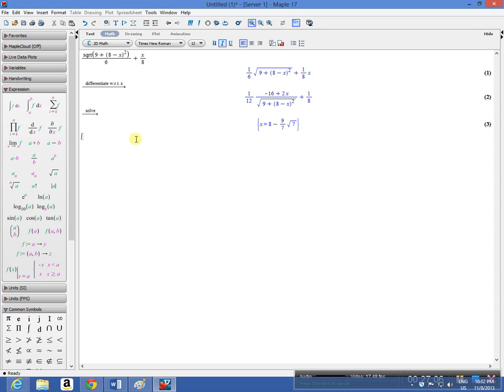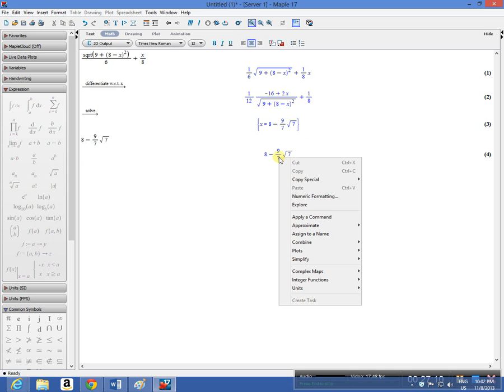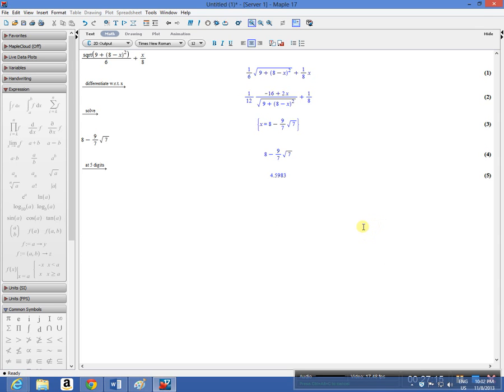And put it into a math box. And I bet now I can approximate it. Yes, so I can approximate it, and it comes out to about 4.5.